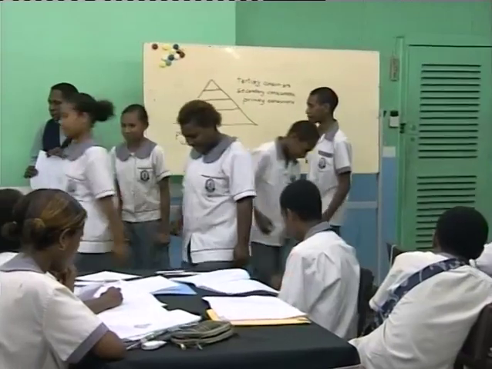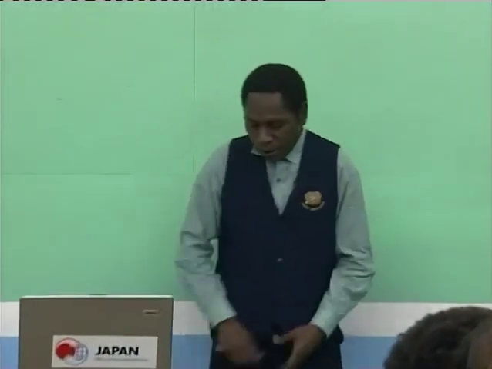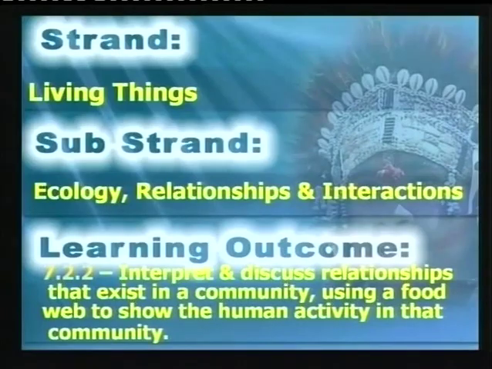Our volunteer students, you may sit down. Very good. Now, receiving teachers, we are still looking at the same strand. Our strand is on living things, sub-strand, ecology, relationship, and interactions. We are on our new learning outcome, which is 7.2.2.